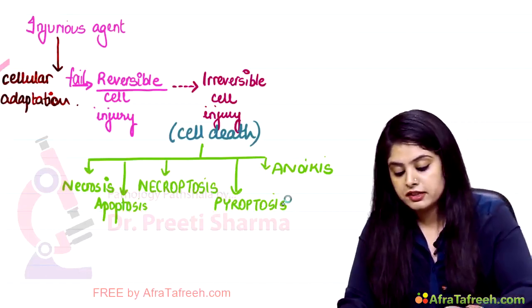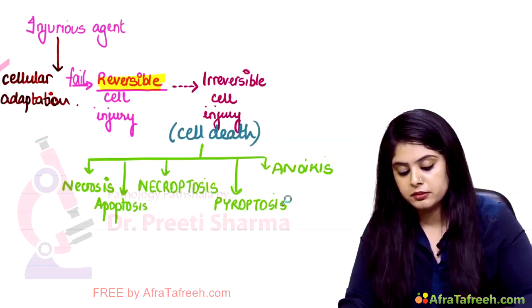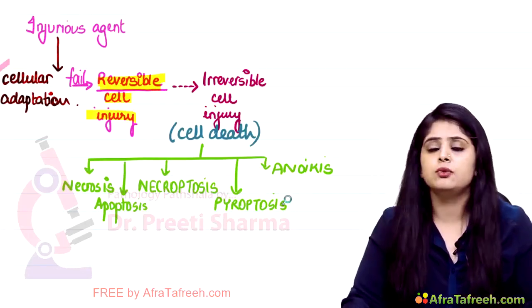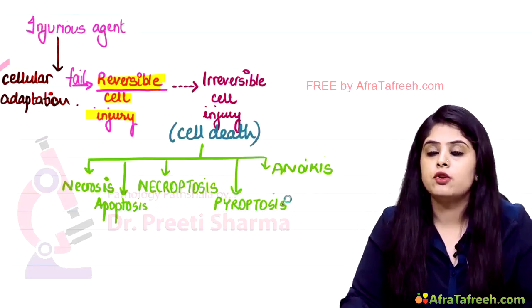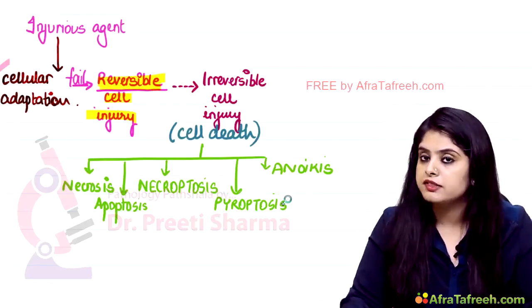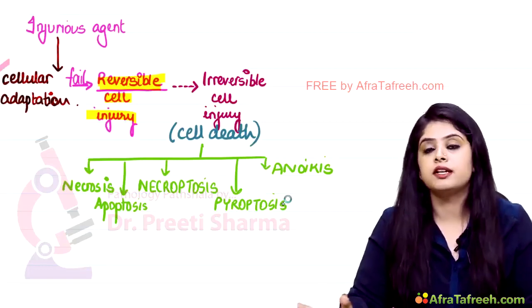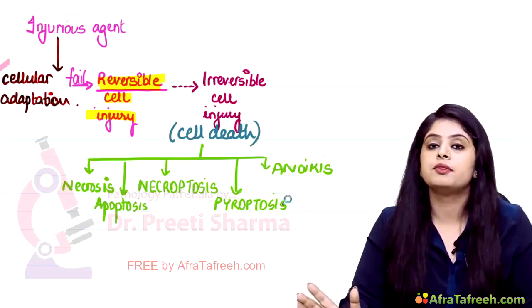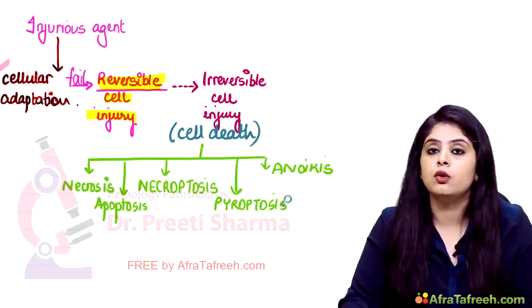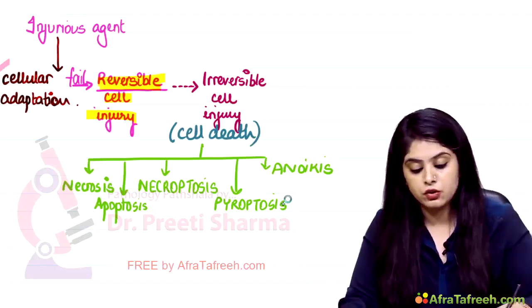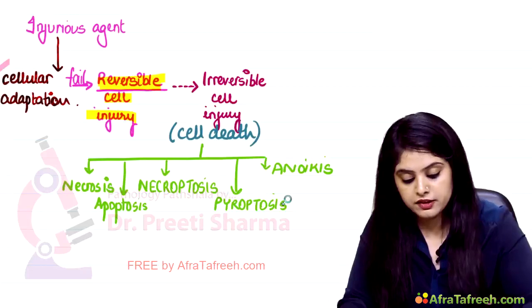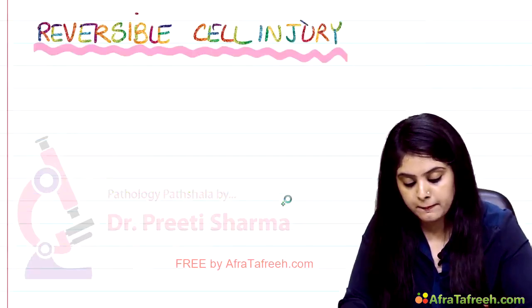So the first thing that we are going to start with is reversible cell injury. And you already know, students, the most common cause of cell injury is hypoxia. So all of this we are going to study. For our simplicity, we'll study it with the help of what happens when oxygen becomes low, when oxygen concentration goes down. So beginning with reversible cell injury.